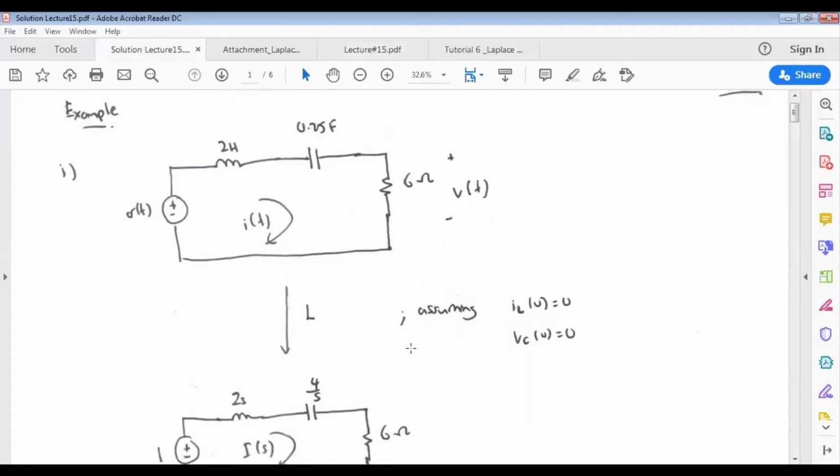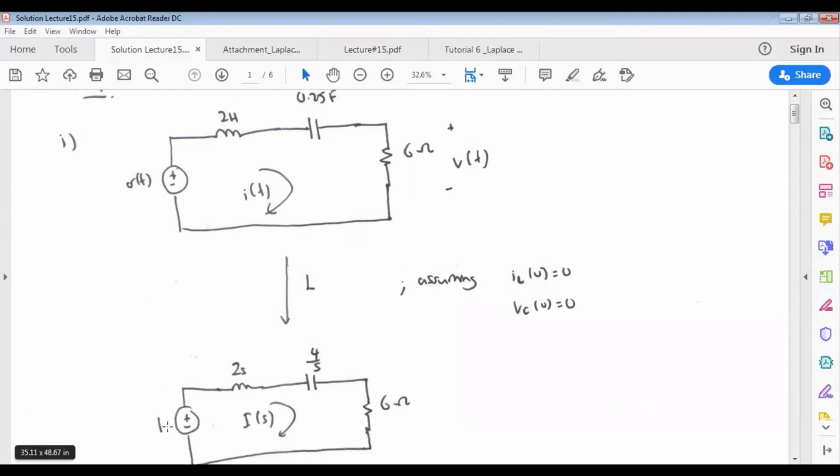So we know these are the conditions given: initial voltage and initial current are 0. When we do the Laplace transformation, delta t will become 1, 2 Henry will become 2s, and 0.25 farad will be 4 over s, that is 1 over sC. And the 6 ohm will remain as it is. So IT will become Is.